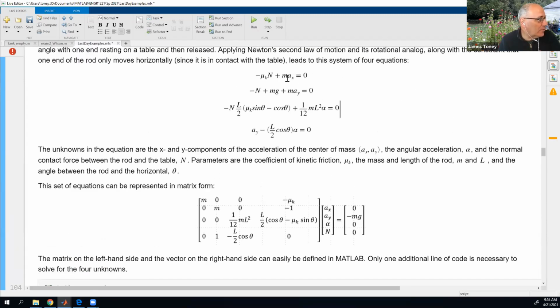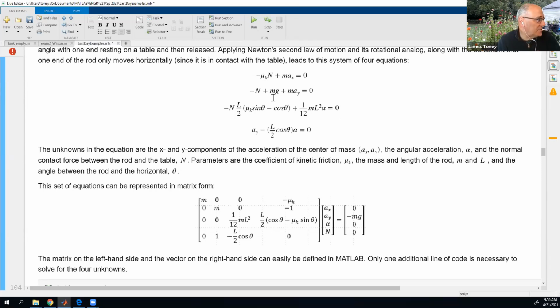You then pick out the coefficients of each of those variables and put them in a matrix. And remember, when you do this, you have to make sure you write all the equations with the variables in the same order, which I didn't necessarily do here. Okay. But it's going to be, if you look at the coefficient, first equation, the coefficient of the ax term is m. It doesn't have ay or alpha in it, so you put zeros for those. And it's one thing that trips people up. They forget to put in the zeros. And then the coefficient of the capital N term, that's another variable, is minus mu k, so that goes there.